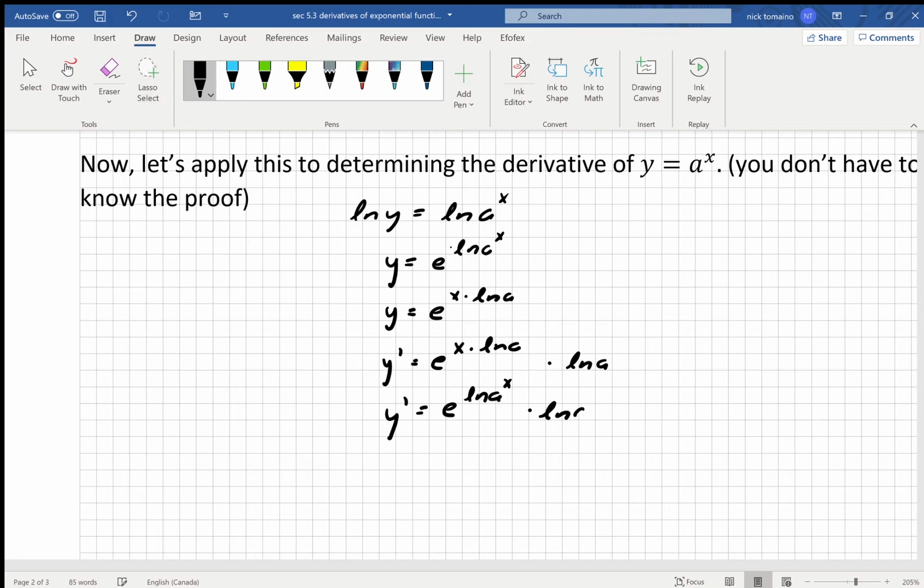Times ln a. And this is, I guess, sort of from yesterday's work. So e to the ln anything is just anything. So the derivative is equal to a to the x times ln a. And that's the derivative of any exponential function. It works for e to the x as well, because it's e to the x times ln e, and ln e is just 1.